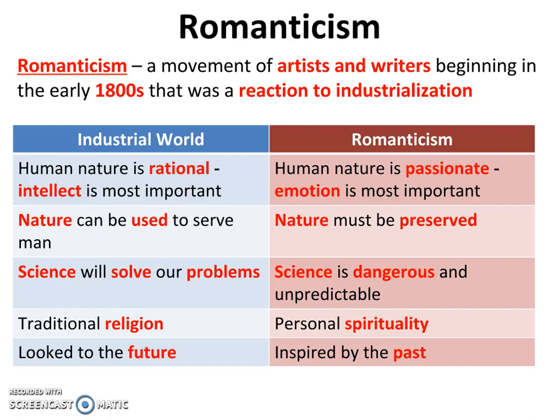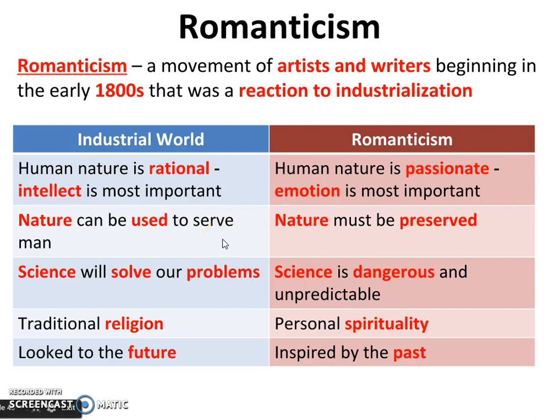So Romanticism was a movement of artists and writers beginning in the early 1800s that were reacting to the changing world and industrialization of the world both here and in Europe. So let's compare the industrial world to the ideas of Romanticism. The industrial world follows the ideas of the scientific revolution that human nature is rational and that the intellect, the mind, and the ideas are most important. Whereas Romanticism embraces emotion. It says that human nature is passionate and emotion is more important than intellect.